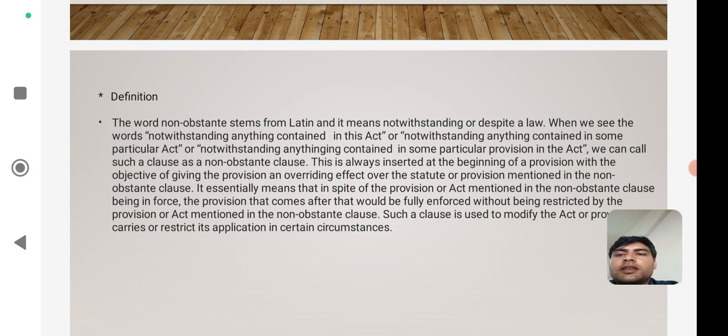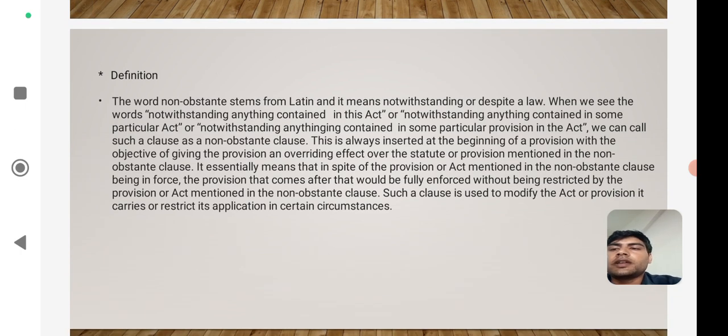It essentially means that in spite of the provision or act mentioned in the non-obstante clause being in force, the provision that comes after that would be fully enforced without being restricted by the provision or act mentioned in the non-obstante clause. Such a clause is used to modify the act or provision it carries or restrict its application in certain circumstances.